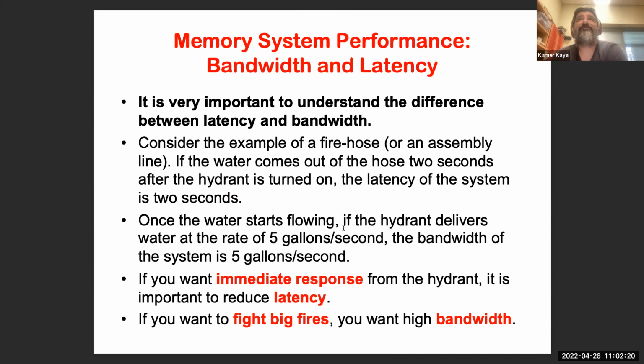So consider the example of a fire hose. If the water comes out of the hose 2 seconds after the hydrant is turned on, the latency of the system is 2 seconds. So you turn on the hydrant, you wait for 2 seconds, and you have the first flow of water. Once the water starts flowing, if the hydrant delivers water at the rate of 5 gallons per second, the bandwidth is 5 gallons per second. So if you want an immediate response from the hydrant, it is important to reduce the latency. If you want to fight big fires, you want high bandwidth. So this is an analogy between latency and bandwidth and fires and hydrants.